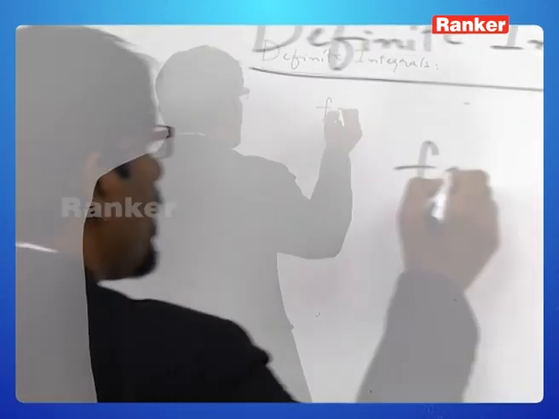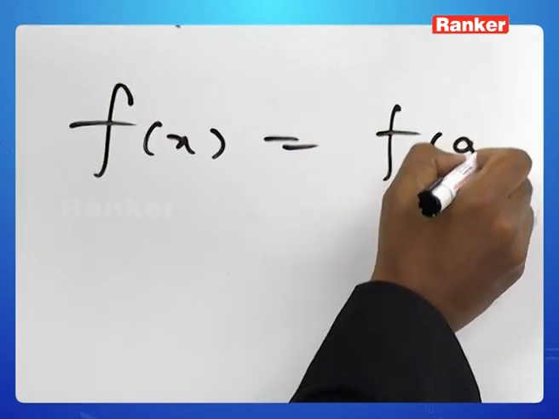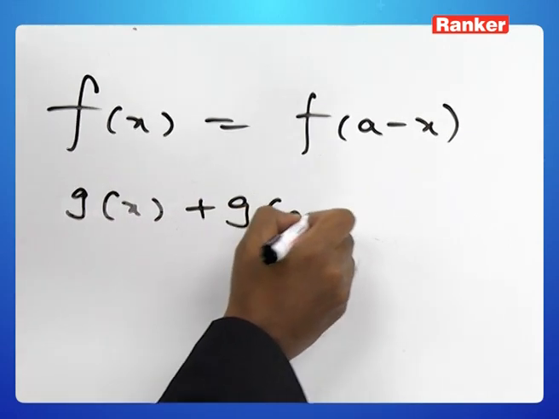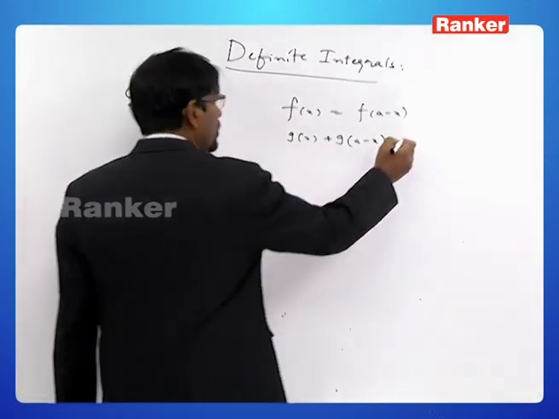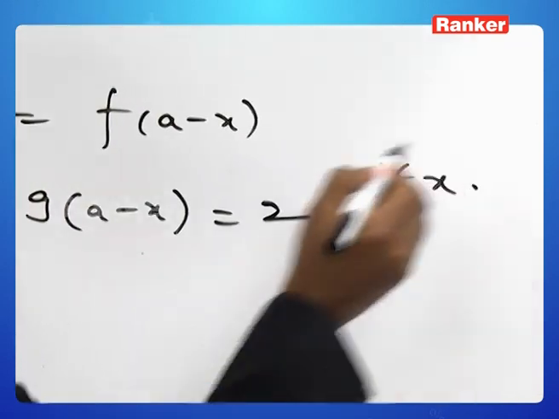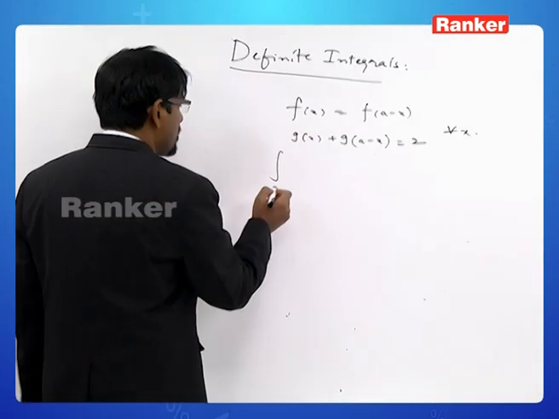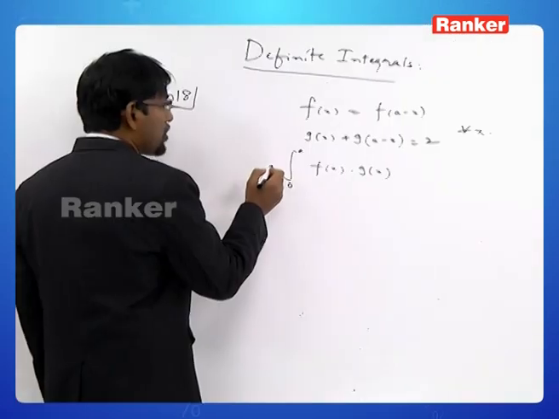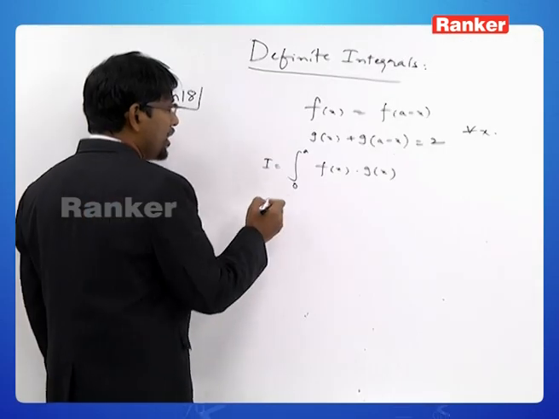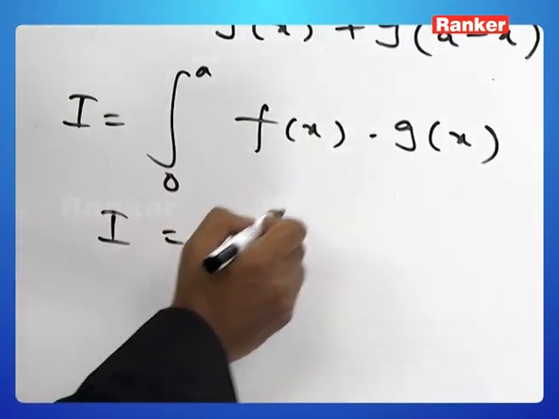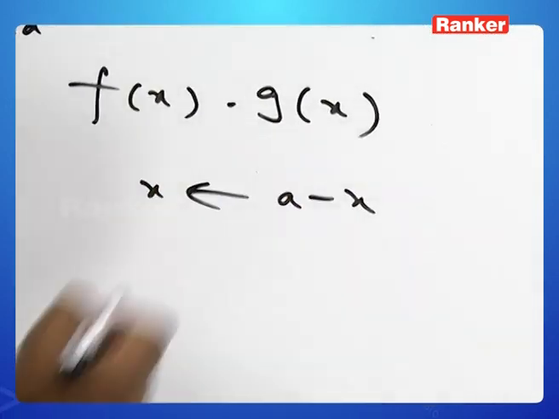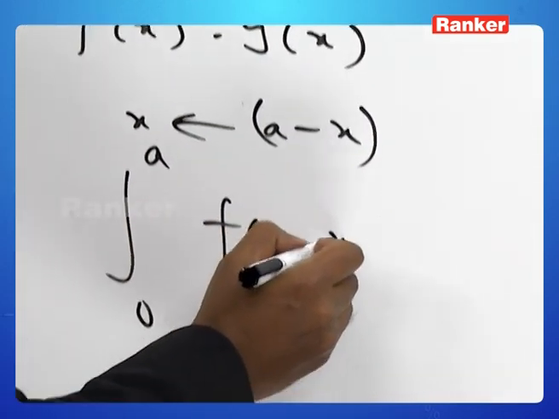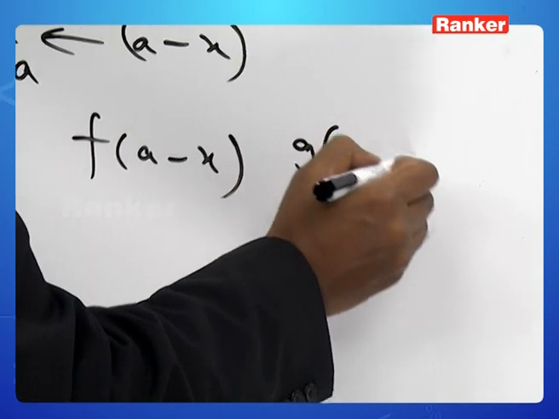So what are we given? f of x is equal to f of a minus x, and we are also given g of x plus g of a minus x is equal to 2 for all x, and we are asked to find the integral 0 to a of f of x into g of x. We use this property. I replace x with a minus x. There should not be any change in the integral. So 0 to a f of a minus x into g of a minus x.